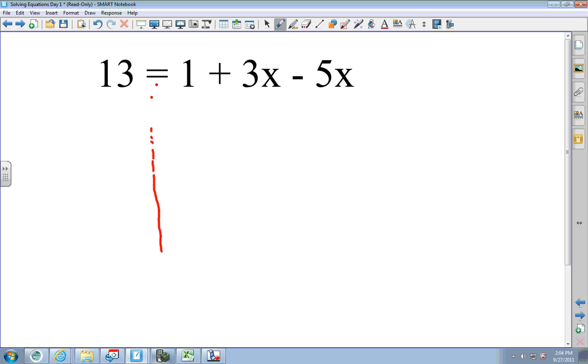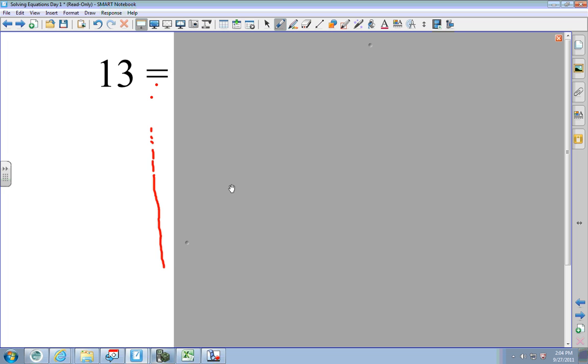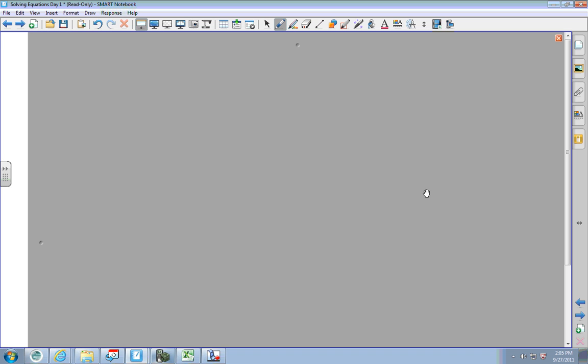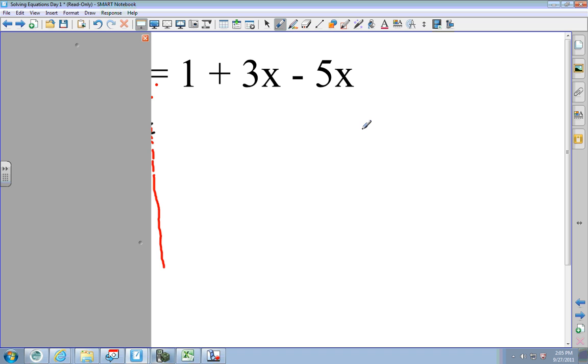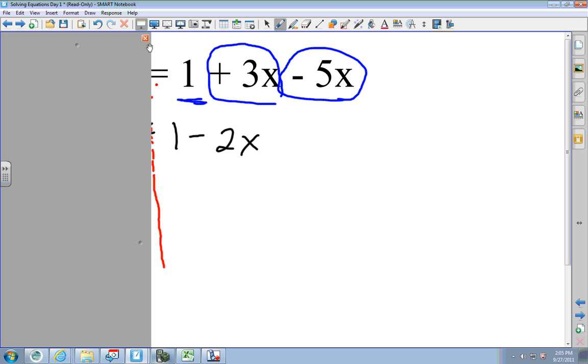All right, draw my dotted line. Now if you cover up this side over here, let's look on the left-hand side. Well, all I have is a 13, so I'm going to leave it as 13 equals, and I'm going to go over here to the other side. Now what do I have? I have a 1. That's by itself. And then I have 3x and minus 5x. So those two can go together. So I've got 1, and then 3 minus 5 is -2x.